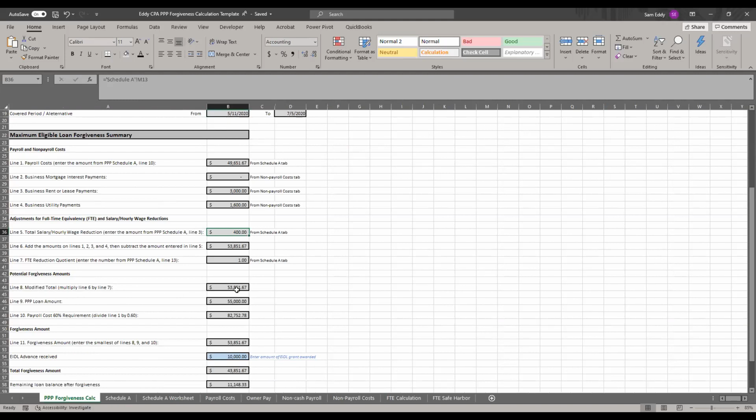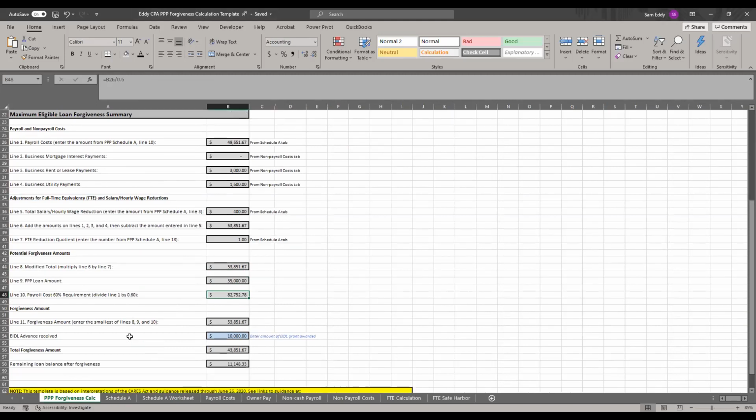So here we have 3 amounts. 1, the modified total, which is basically the amount that you have paid multiplied by the FTE quotient. The PPP loan amount, and then the payroll cost 60% requirement. Now, this is the new 60% requirement that was introduced with the new Flexibility Act, down from the 75%. Then we have our forgiveness amount, which is the lesser of these three, which then gets reduced by the EIDL advance to give you a total forgiveness amount.